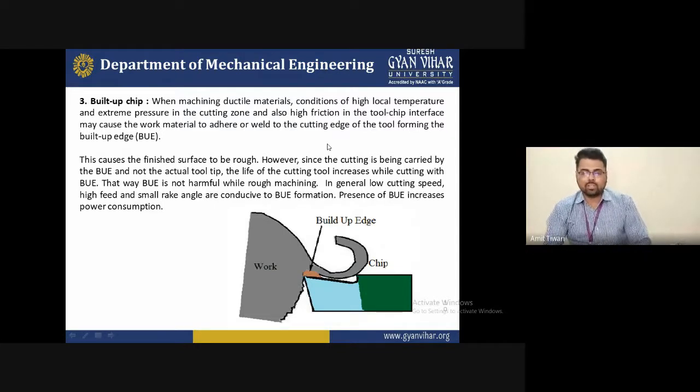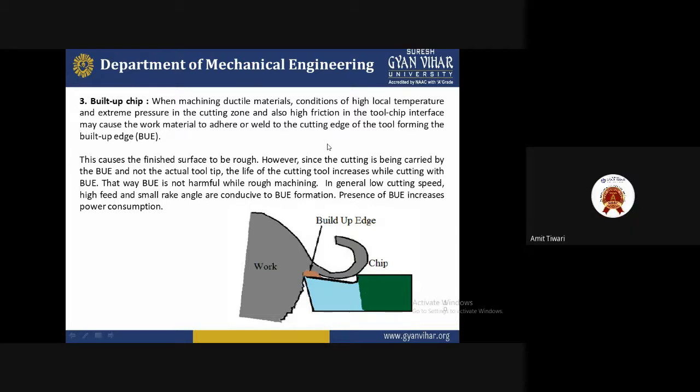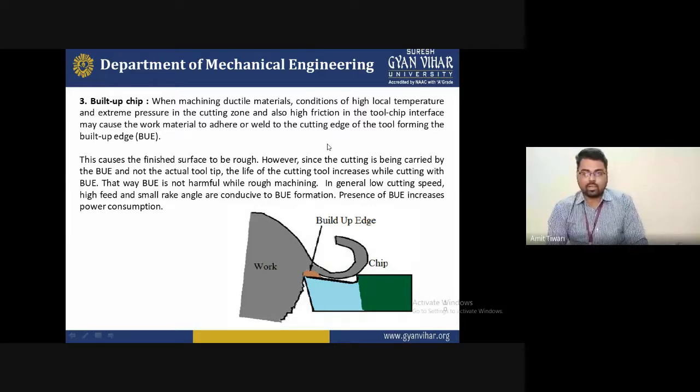However, since the cutting is being done by the built-up edge and not the actual tool tip, the life of the cutting tool increases while cutting with the built-up edge, and that's why the built-up edge is not harmful during roughing. In general, a high cutting speed and a small rake angle are required for built-up edge formation. Built-up edge formation also increases power consumption. So these are the fundamental requirements for built-up edge formation.